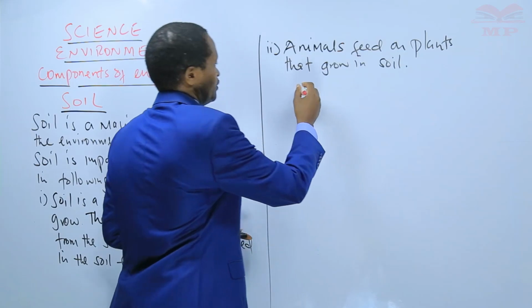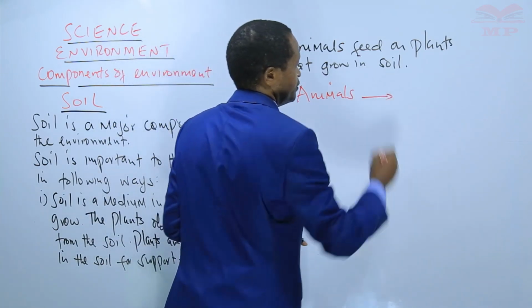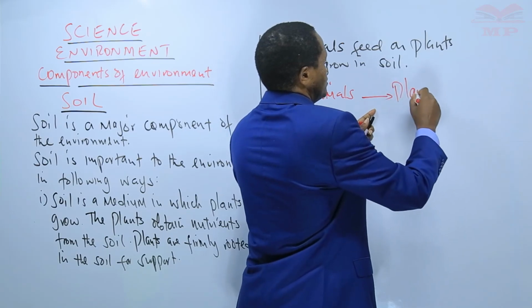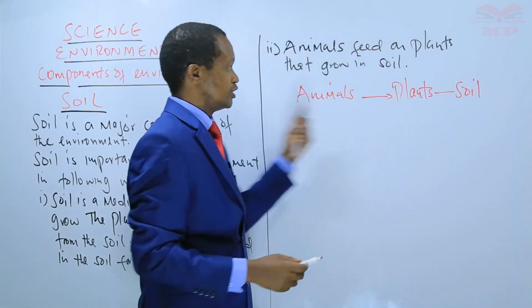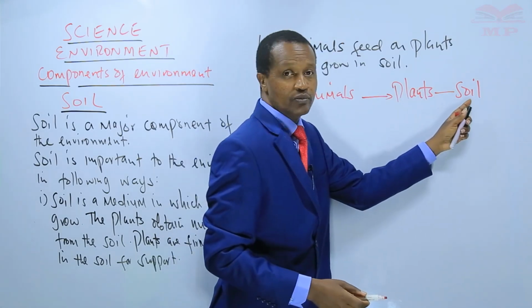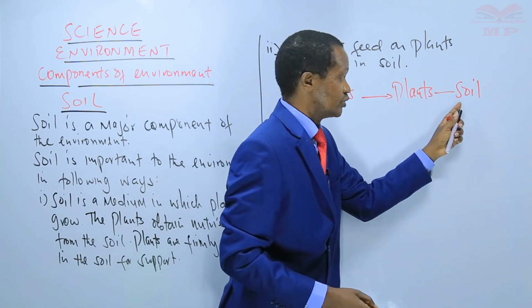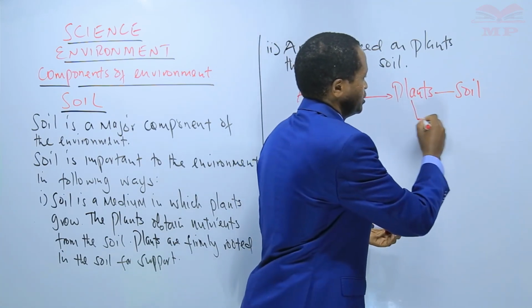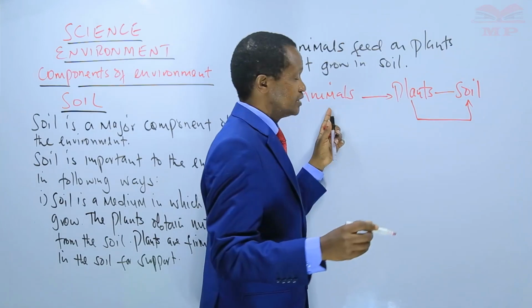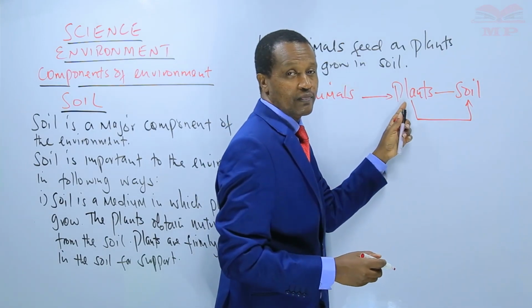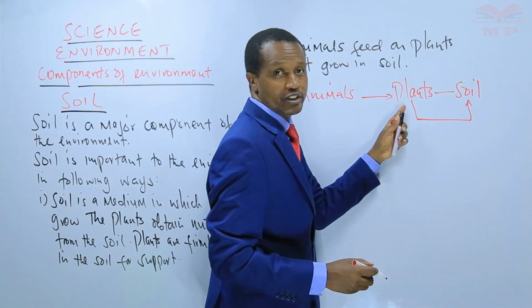If I was to demonstrate here, we have animals here. These animals feed on plants. And these plants are supported by soil. We saw that in point number one, that plants get their nutrients from the soil. So plants benefit directly from the soil. They get nutrients from the soil. But animals, including human beings, rely on plants for survival. So animals feed on plants which get their nutrients from the soil.